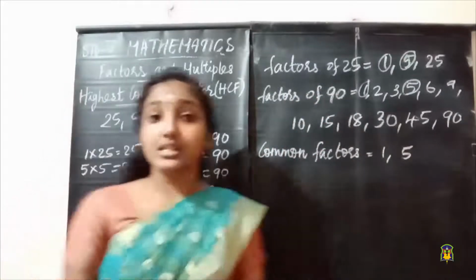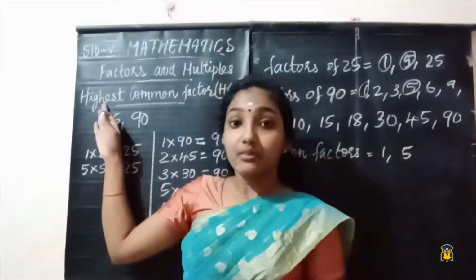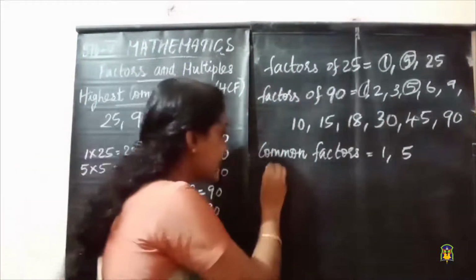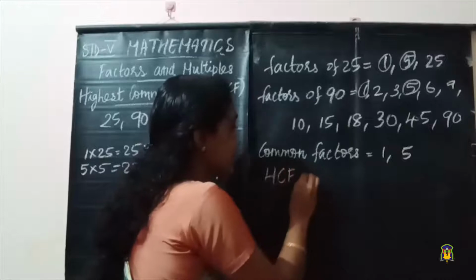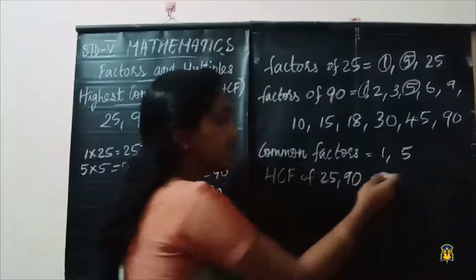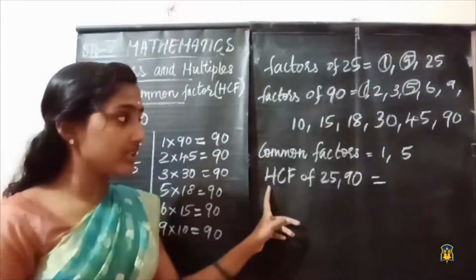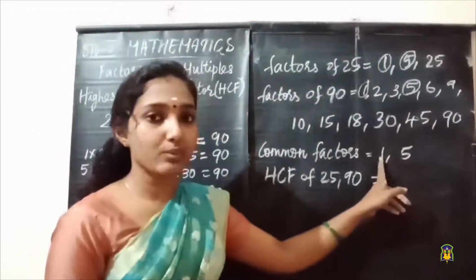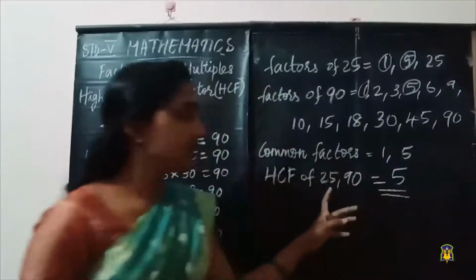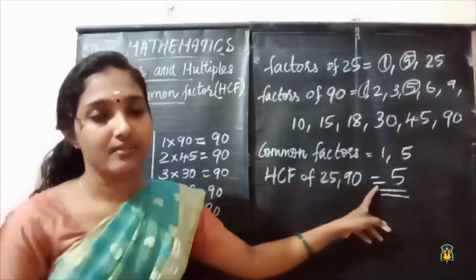And it's not ended. We have to find the highest common factor also, right? So which is the highest one? The HCF of 25 and 90. We have to find the highest common factor. Highest among 1 and 5 is 5 itself. So the HCF of 25 and 90 is 5.